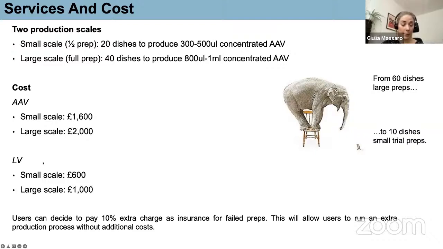In terms of costs for AAV, we ask something between 1,600 and 2,000 pounds. For lentivirus, a bit less, between 600 and 1,000 pounds. But then again, we can be flexible. I've had early career researchers and PhD students who got, for example, £1,000 little grants to spend on vector production, and they don't have extra consumables. So we can try to be accommodating.